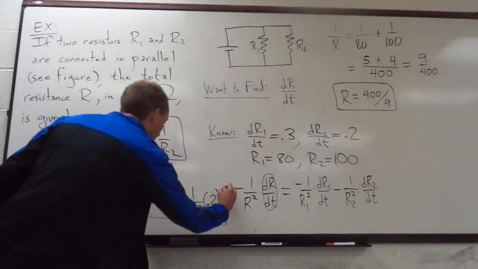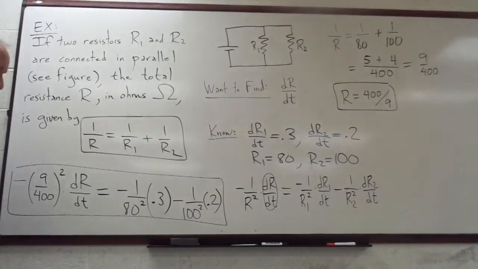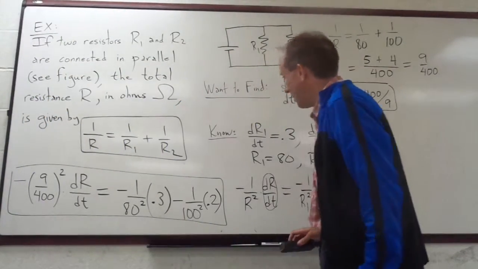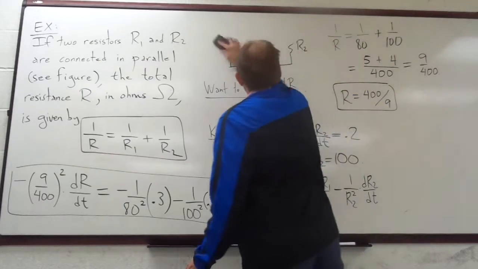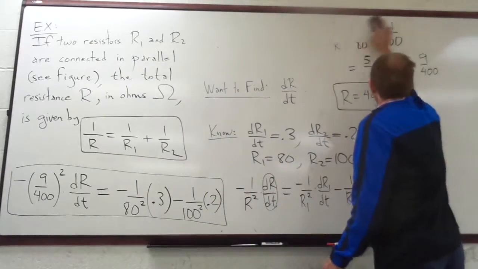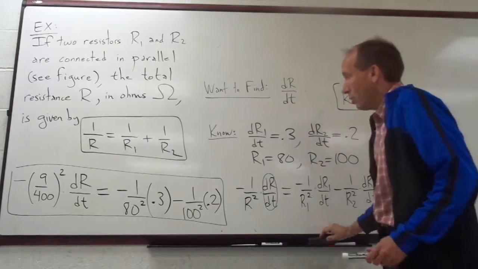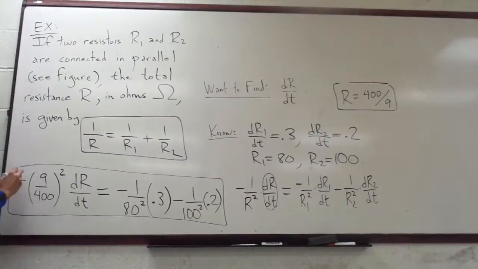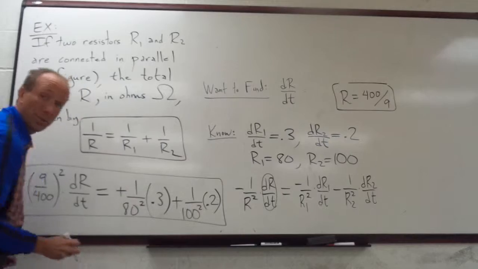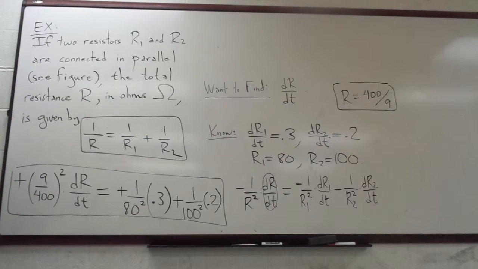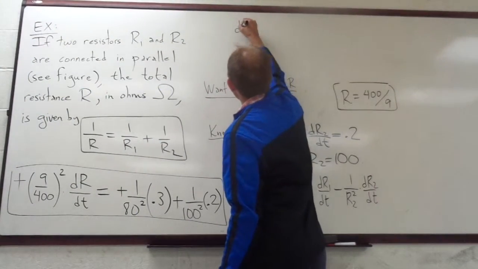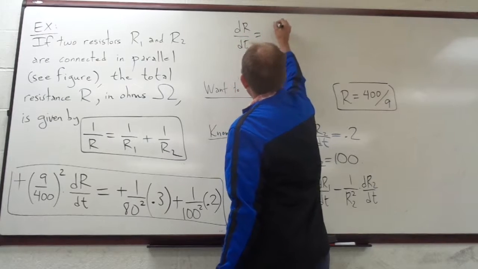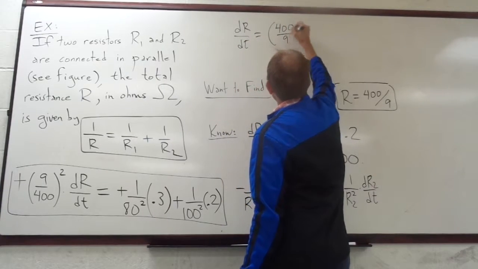So this is getting us into pretty good shape. We can just about finish off the problem at this point. I'll erase the picture; we never really needed that anyway. And of course I have minus signs that I can change to positives if I want to. Then moving 400 over 9 squared to the other side makes sense, because we want to get dR/dt by itself. So I'll do that.